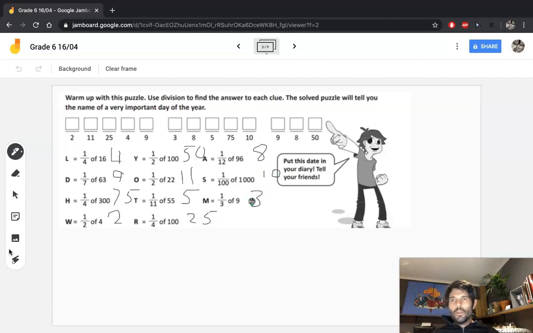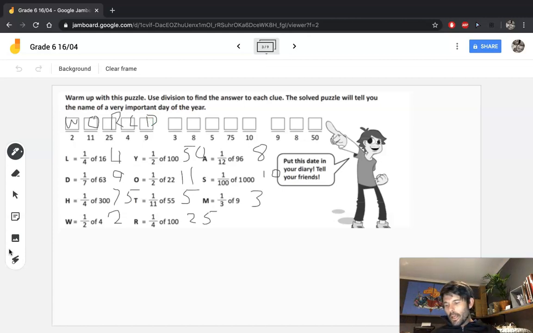Okay, so my first square is looking for the answer of 2, so that's W. Second square looking for an answer of 11, that's O. 25 is R. 4 is L. And 9 is D. Yeah, 9 is D. The first word is world.